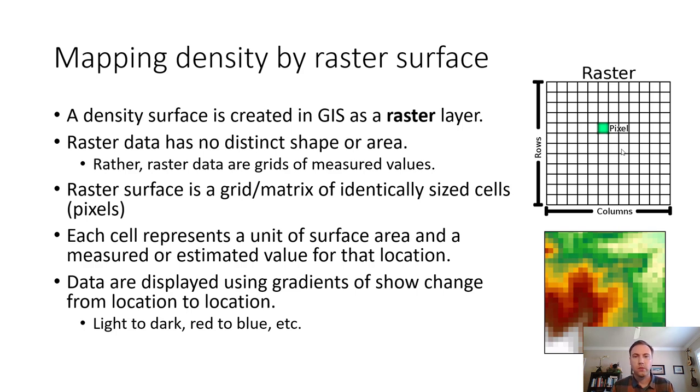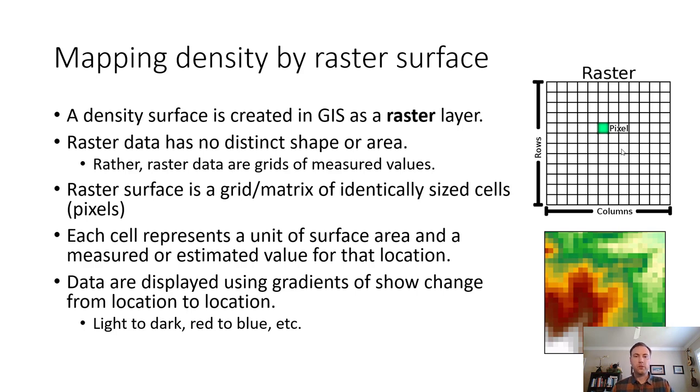A raster surface is a grid or a matrix of identically sized cells. Each cell represents a unit of surface area and a measured or estimated value for that location. That's another thing: when it comes to rasters, it's not just all actual measured values. You can also interpolate what the value might be at a given location based off of other known values. If you've got, say, 10 measurement locations, let's use weather stations in Southern California, you can take those actual known values and then interpolate, which is essentially predicting what the values are in between those locations, through various interpolation processes in raster analysis.